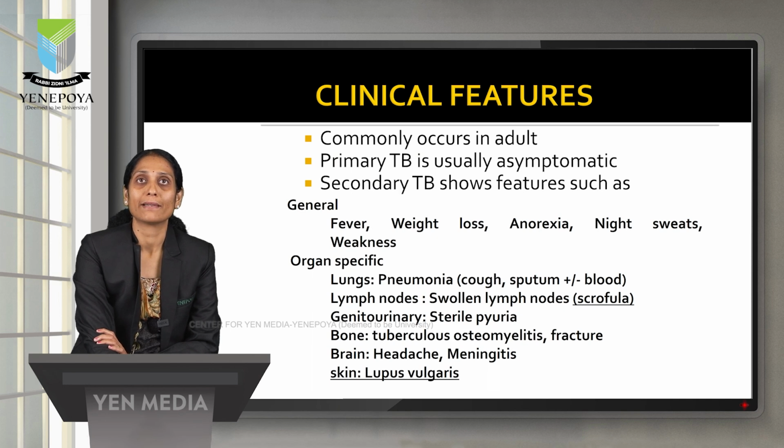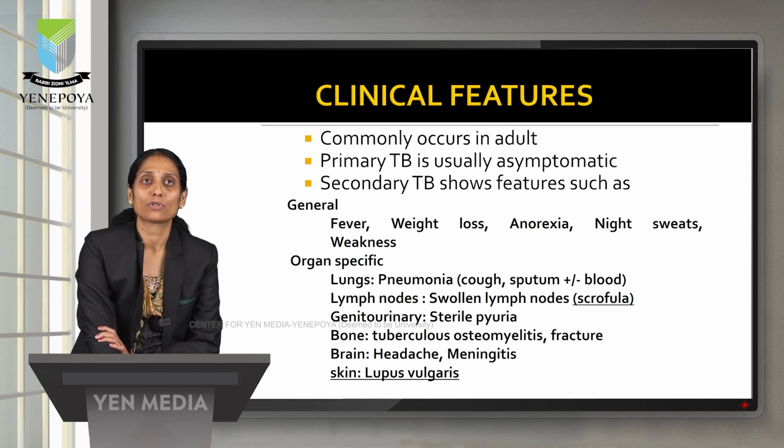To go ahead with clinical features, commonly occurring in adults. Primary tuberculosis is usually asymptomatic, and secondary tuberculosis shows features such as general features including fever, weight loss, anorexia, night sweats, and weakness. When we go to the organ-specific symptoms, those related to the lungs, causing pneumonia, are the most common, followed by lymph node involvement, which is called scrofula. Sometimes the genitourinary tract is infected, sometimes the bone, and also the brain. Very commonly seen is involvement of the skin, which is called lupus vulgaris.